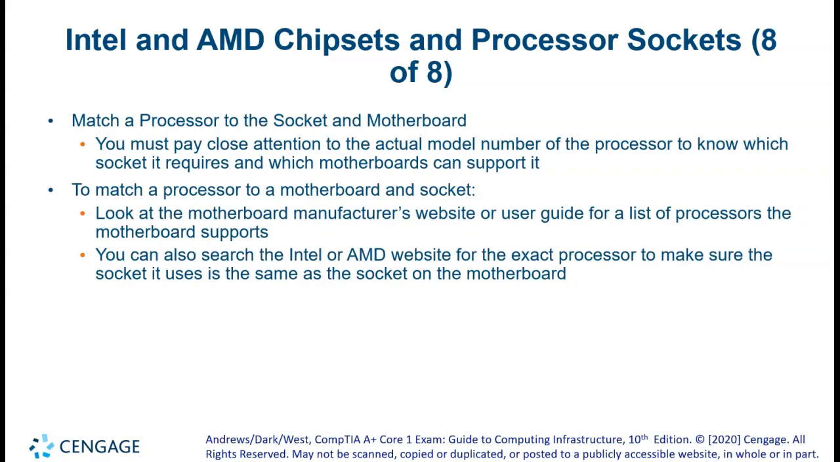Match a processor to the socket and the motherboard. You must pay close attention to the actual model number of the processor to know which socket it requires and which motherboard can support it. This is when you're building your own PC. To match a processor to a motherboard and socket, look up the motherboard manufacturer's website or user guide for a list of processors the motherboard supports. You can also search the Intel or AMD website for the exact processor to make sure the socket it uses is the same as the socket on the motherboard.